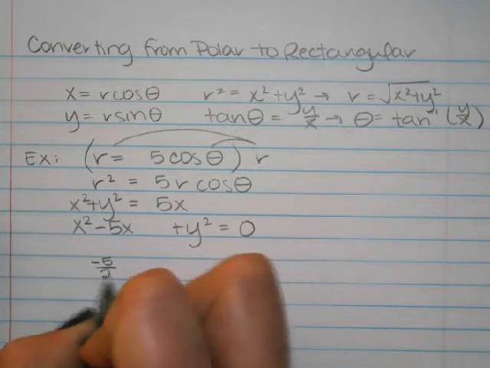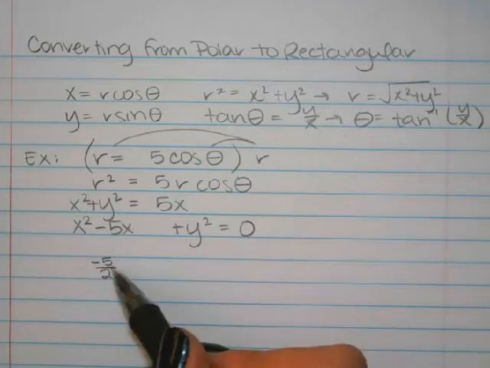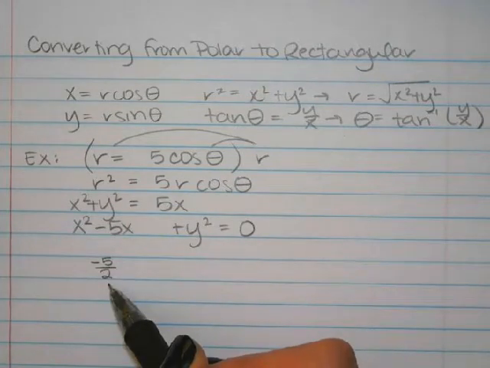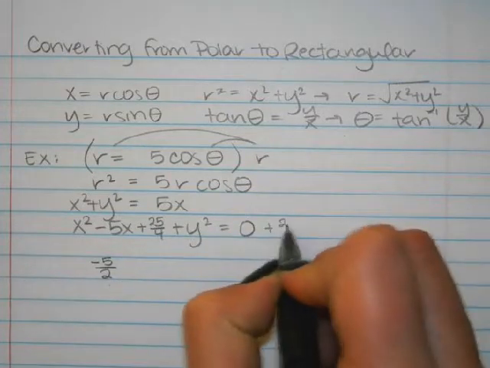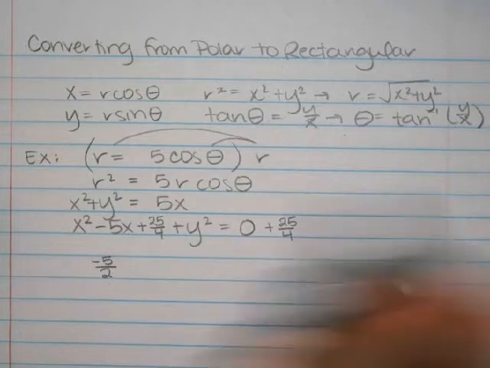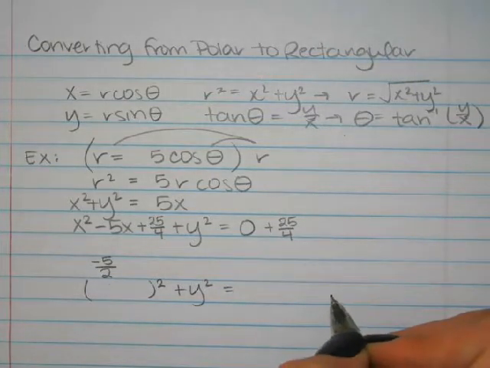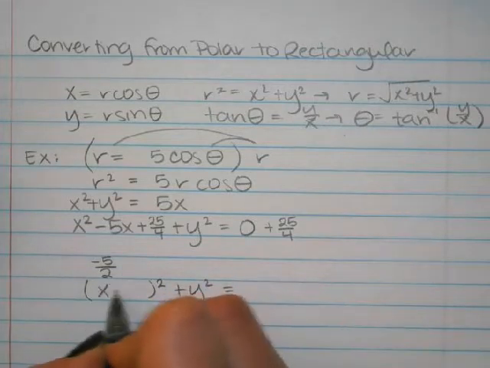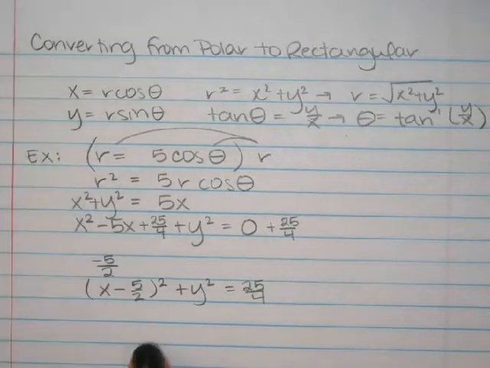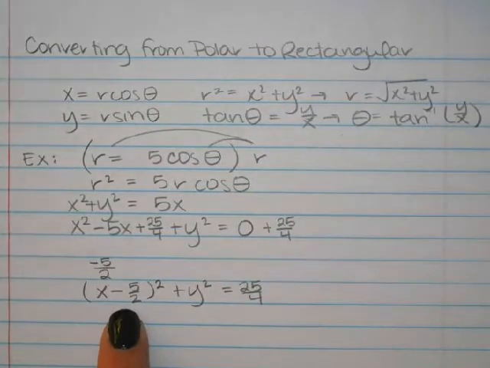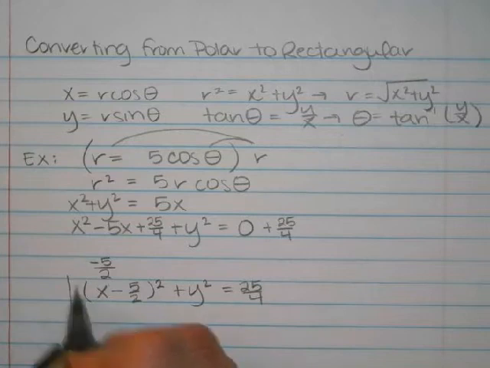So negative 5 divided by 2, it does not actually divide evenly. So I'm just going to leave it as the fraction, negative 5 over 2. What happens when I square 5 over 2? 25 over 4. So I'm going to say plus 25 over 4 right here, plus 25 over 4 right there. So I have something squared plus y squared equals something. So x minus 5 over 2 squared plus y squared equals 25 over 4. So this is a circle that is centered at positive 5 over 2, comma 0, and has a radius of 5 over 2. So this is a circle. We're done. That's our recognizable equation.